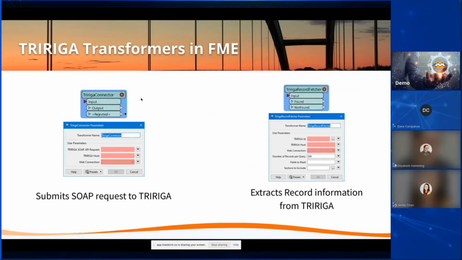Our other transformer here is a Tririga Record Fetcher, and this is the one you end up using the most. It takes a Tririga ID of a record, then the host and connection information, and will return all of the record information back to you as an FME feature with attributes.